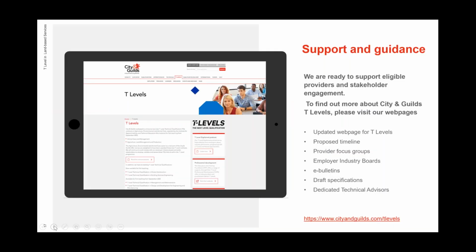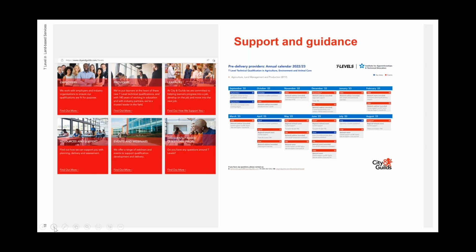So our T-levels landing page on the City and Guilds website is being updated all the time. The timelines are on there, our employer industry board. You can access the e-bulletin from there, and there's a page where you can see the technical advisors and the details for that. And the next slide actually shows you a couple of things that you can get from that web page.